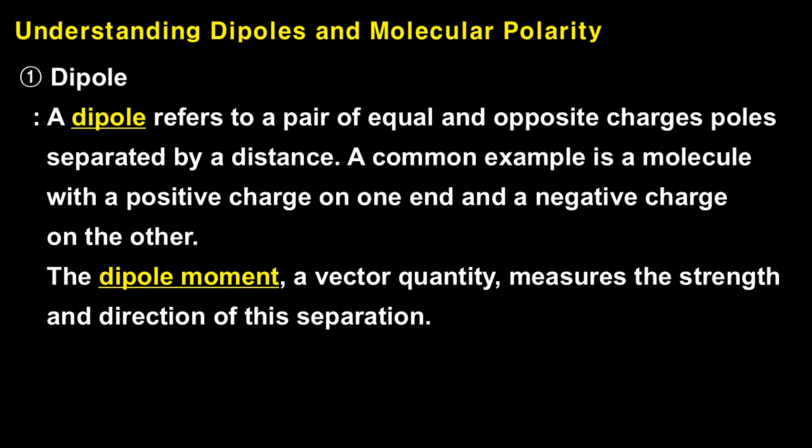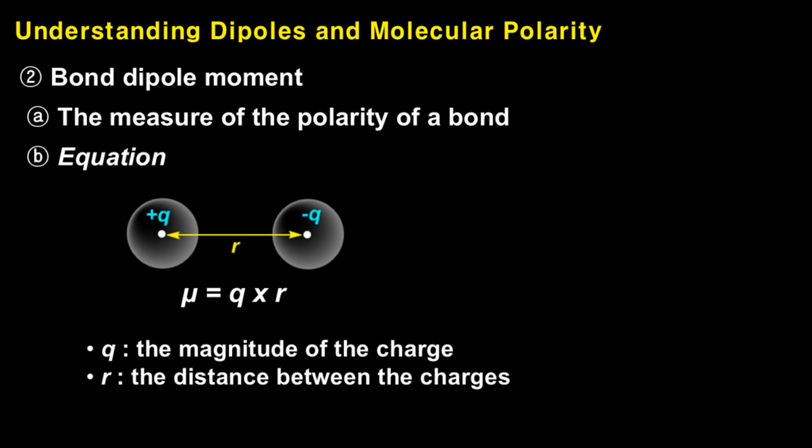Now, the dipole moment is a vector. So that means it has both a magnitude, or how strong it is, and a direction, which way the electrons are being pulled. Now let's talk about the dipole moment of a single bond. We often call this the bond dipole moment. It basically tells us how polar a bond is. The more charge separation you have within a bond, the stronger the dipole moment.